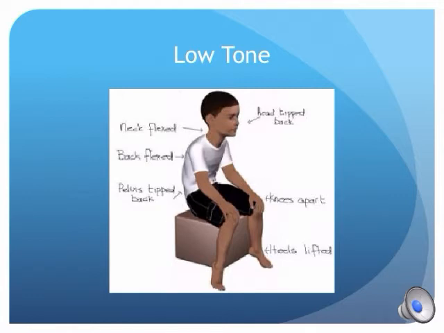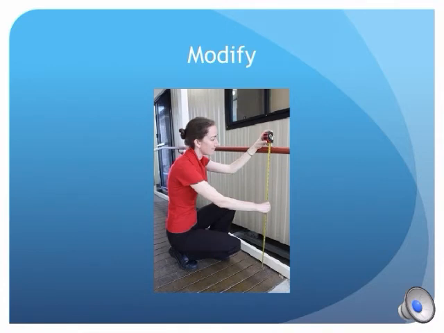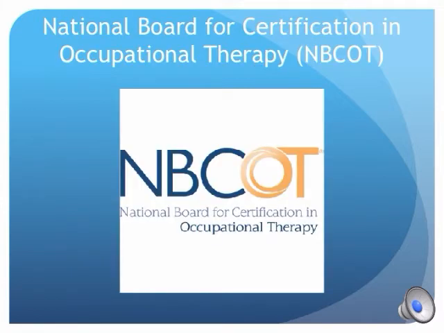L is low tone. This results in poor posture and difficulties with movements. Occupational therapists provide early intervention treatments to children with low tone through exercises, adaptations, and parent education to get their children stronger and moving. M is modify. This is an approach to OT intervention in which adaptation or compensation is used to enhance the abilities of an individual to promote independence.